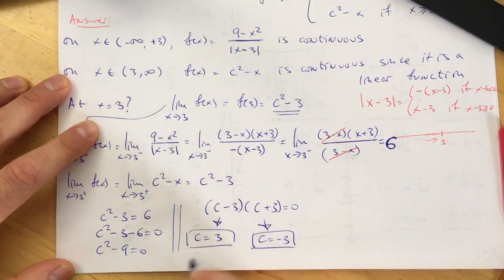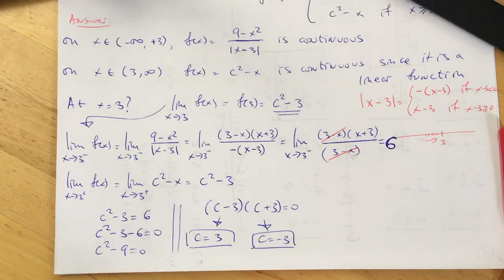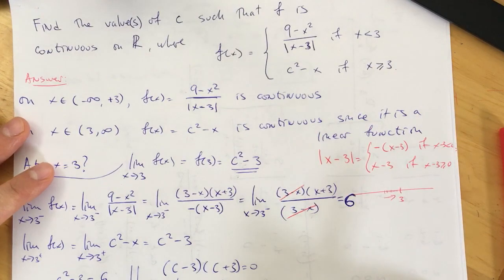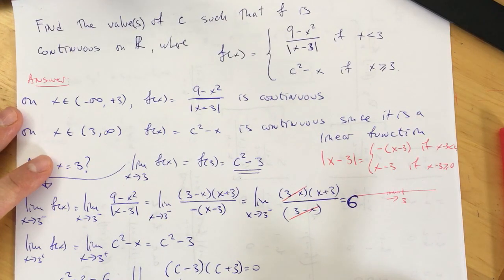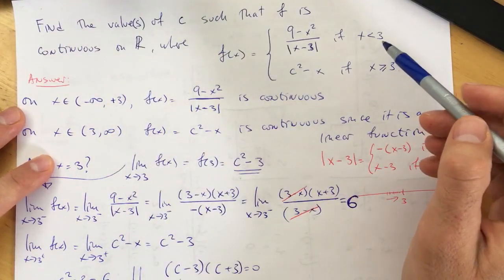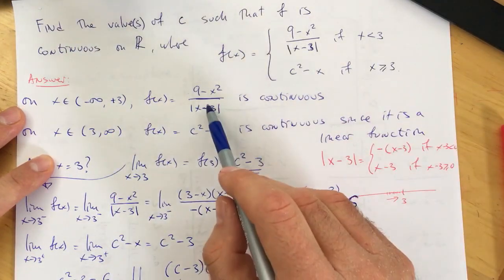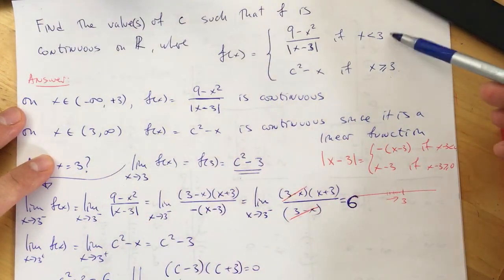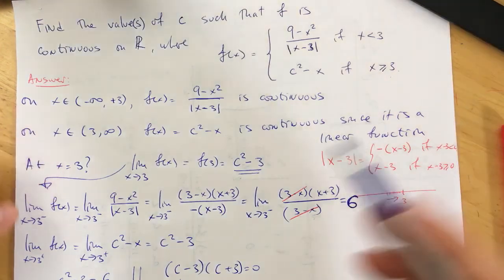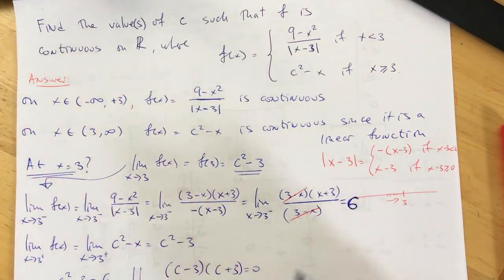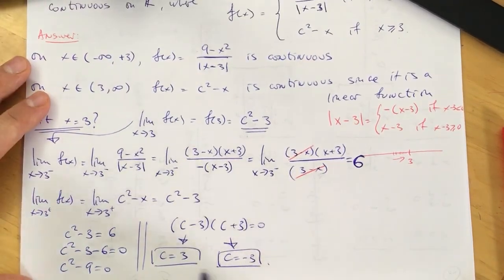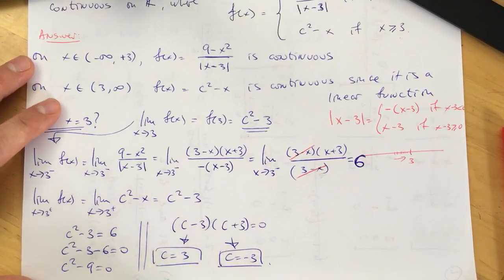So for these two values of c, the function is continuous on R, because we said that it's continuous for all the values less than 3. For all the values greater than 3 it is continuous. The only questionable point was what happens when x is equal to 3. And then here we concluded that the function will be continuous at 3 if c is either 3 or negative 3.